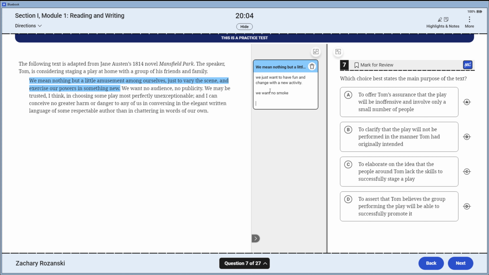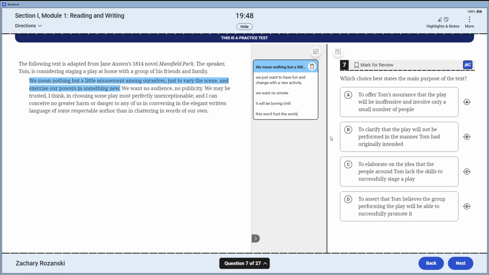I'm on the third sentence. We may be trusted, I think, in choosing to play. It will be boring. Chill is a better word to match this. And I can see no greater harm or danger in any of us conversing in any elegant way. This won't hurt the world, is what he's saying with this final sentence.